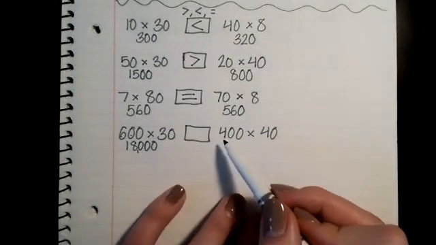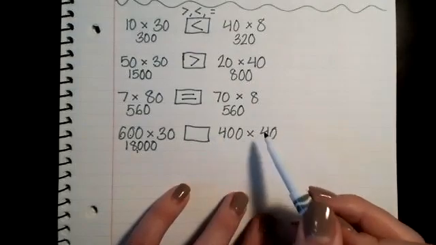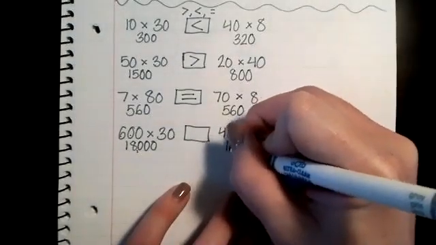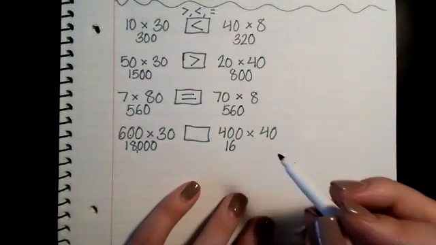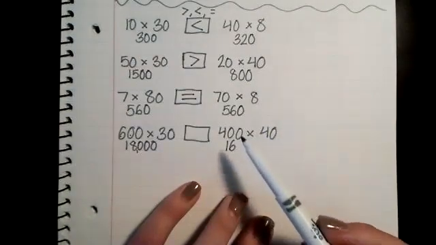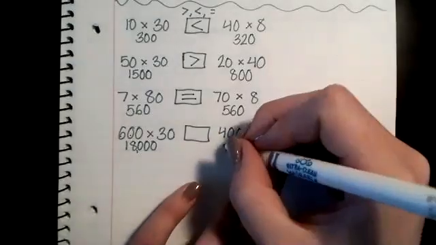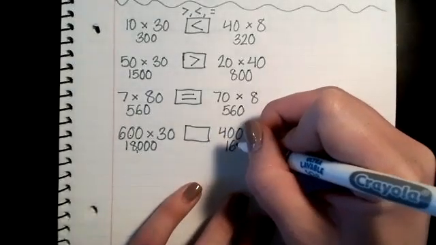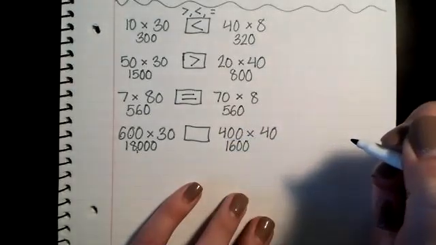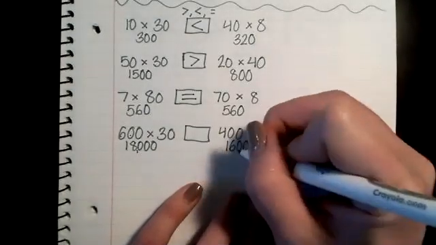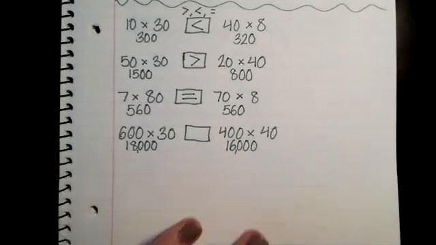Okay, next one, 400 times 40. All right, again, I'm looking for the one I know. 4 times 4, that's 16. Got that one, right? I've got 16. Now, same thing, I'm looking for how many place value columns I need to move over. I have 1, 2, 3 to move over. So 16 times 10 would be 160, times another 10 would be 1,600, and times another 10 would be 16,000.